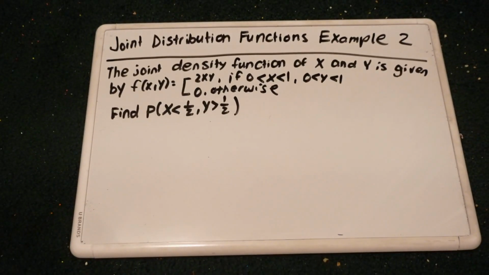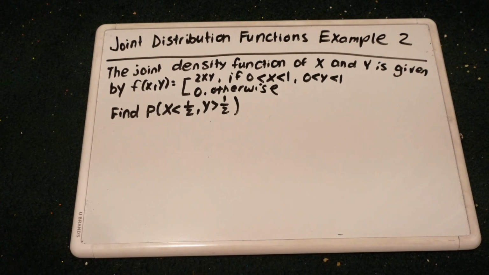So in this video, I'll be doing another example of a joint distribution functions in probability. The joint density function of x and y is given by f of x, y is equal to 2 times x times y if x is between 0 and 1 and y is between 0 and 1, and 0 otherwise. Find the probability that x is less than a half and y is greater than a half. This is another example of a joint distribution functions in probability.